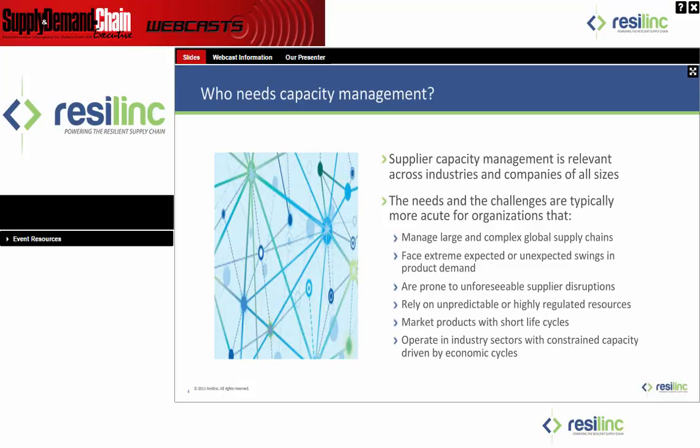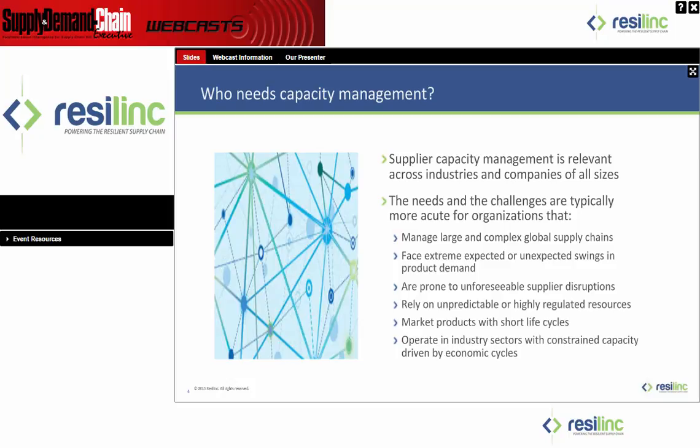In the United States, for instance, they're required to have several filings with the FDA whenever any change occurs with a supplier. Companies that have very short product life cycles can also benefit from capacity management solutions. Some of the examples here are consumer space companies, apparel companies, etc. And finally, there is that segment of the industry where the supplier base contracts or expands according to economic cycles.